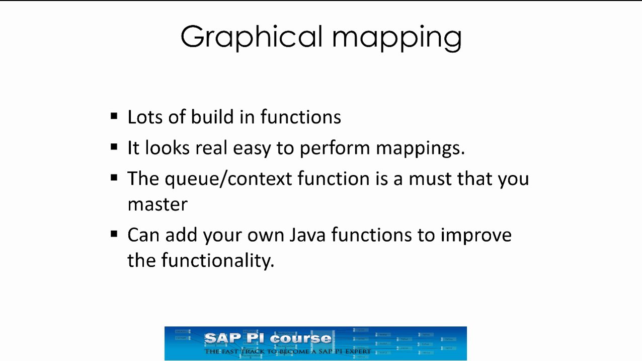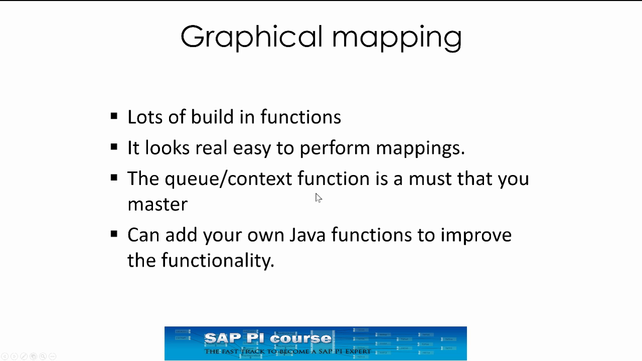You have the graphical mapping tool that will allow you to map from one document to another document. It's really easy. There's drag and drop. You can move between them. You can see what's going on, what data you have in each of the different nodes. So we have queue context that you must master before this. Then you can figure out how to do some really good mappings.